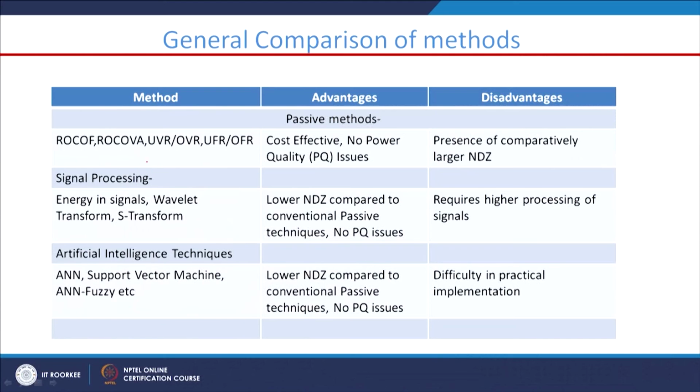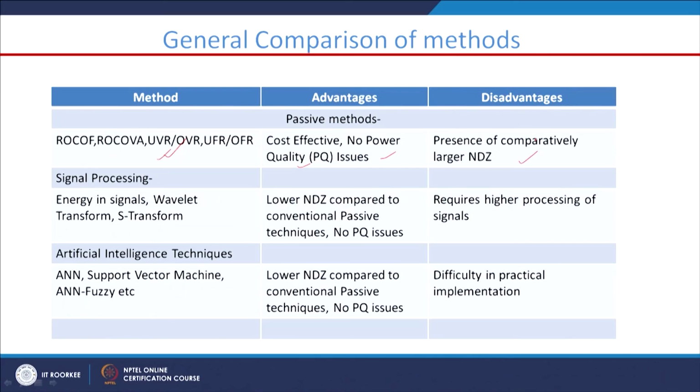Now, let us have a general comparison of all the techniques. We have discussed the active islanding detection based technique, the hybrid based technique, a little bit about positive feedback based active IDT, and also communication based IDT. These are the passive islanding detection techniques. In the previous class we discussed the major advantages: cost effective and no power quality issue. These two are the major advantages of passive IDT.